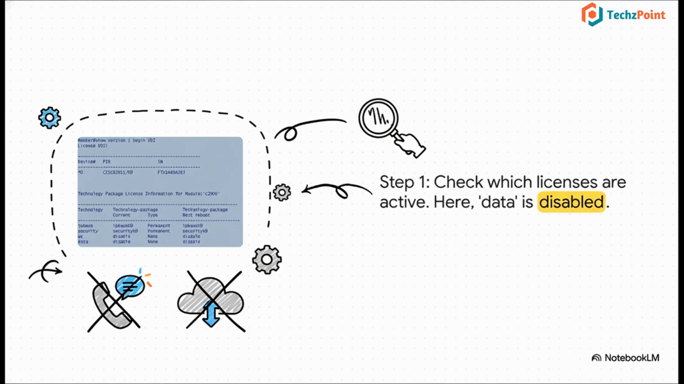So step 1 is check. An admin would type in the show version command, and they'd get this report back. Now, if you look down at that table at the bottom, under the Technology Package Current column, you can clearly see that UC and data are both marked as disable. The router is literally telling us, hey, these features are turned off right now.